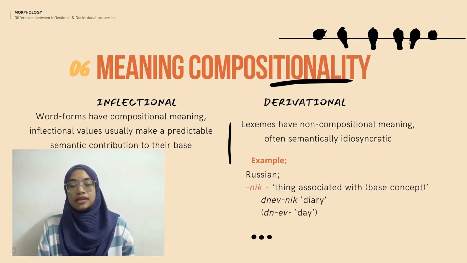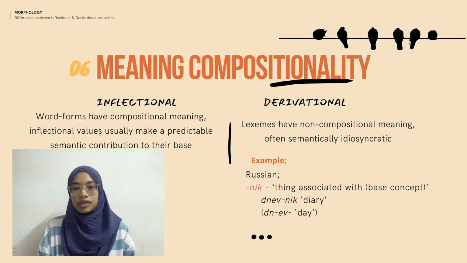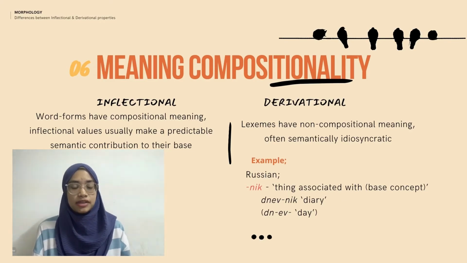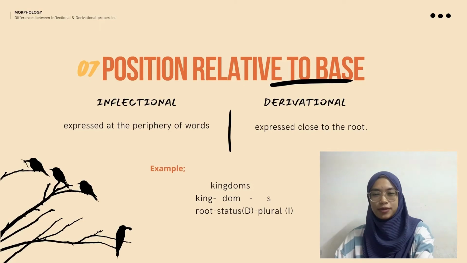As an example, in Russian, the suffix "nik" means thing associated with, and this meaning is clearly present in the word "nevnik", which means diary. Nev means day. The meaning of nevnik is not exhausted by that of nev and nik. Maybe a diary is indeed a kind of thing associated with days or daily activities, so that's why the meaning is very unpredictable, right? Next, position relative to base.